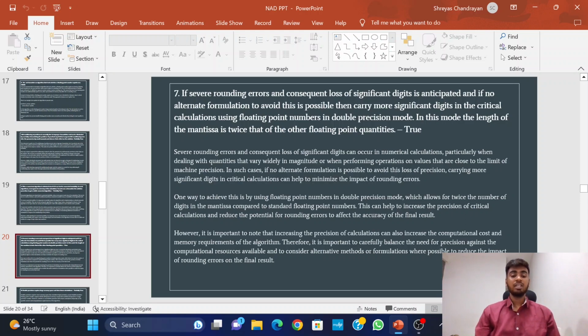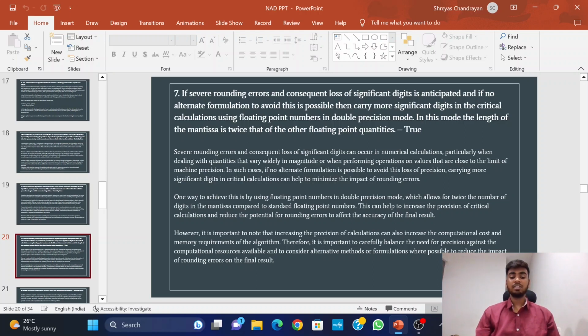The statement is true, as severe rounding errors and consequent loss of significant digits can occur in numerical calculation, particularly when dealing with quantities that vary widely in magnitude or when performing operations on values that are close to the limits of machine precision. In such cases, if no alternate formulation is possible to avoid this loss of precision, carrying more significant digits in a critical calculation can help to minimize the impact of rounding errors.